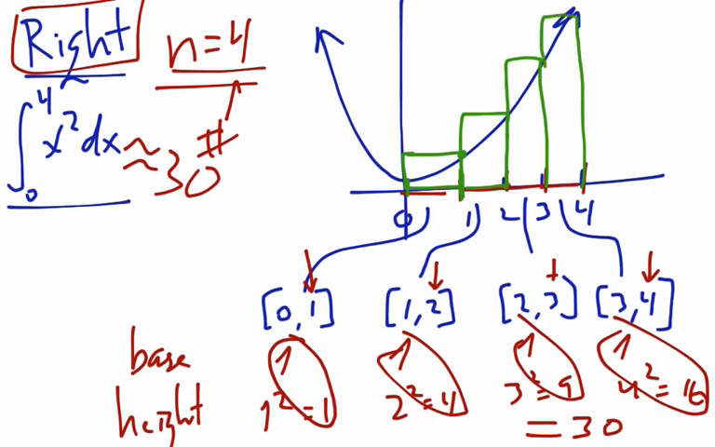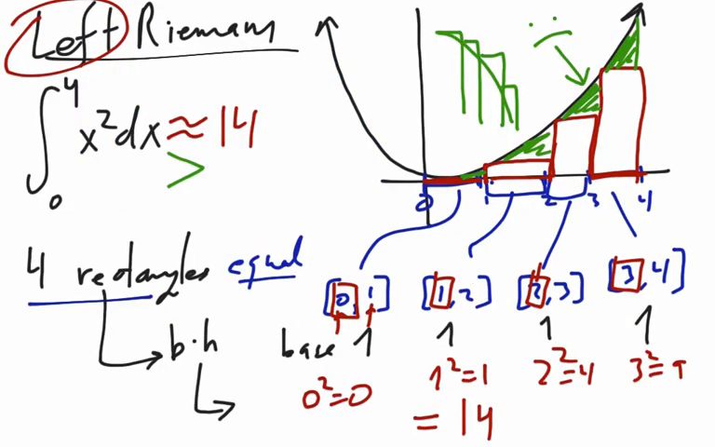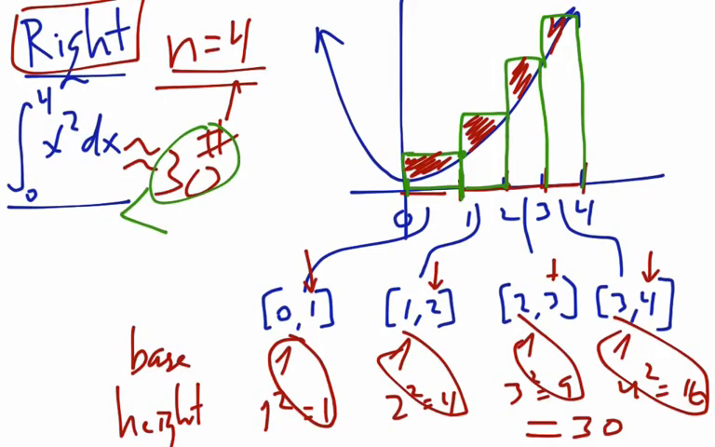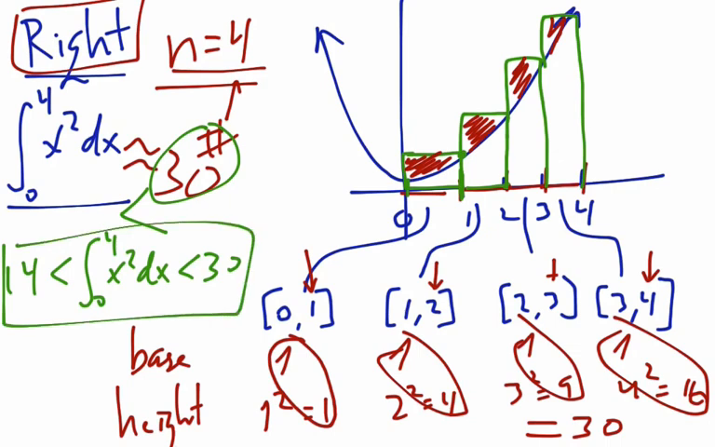Notice here that because the function is increasing, and we're using a right-hand sum, we are over-counting this much. And so the true integral value has to be less than 30. If we compare that to our previous left-hand sum, which was 14, we know that the integral value from 0 to 4 of x squared dx has to be less than 30 and bigger than 14. Okay, it's not a great estimation, but hey, it's not 2 or 7 or 400.